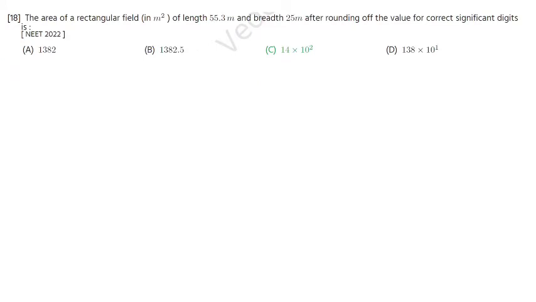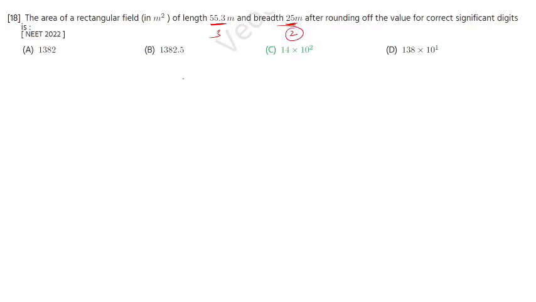Next, the area of a rectangular field is given by length and breadth, and they are asking us to find the significant figures. See here, for these types of numericals, there is actually no need to solve at all. The number of significant figures in the answer should be the minimum of the two values. Here the length is 55.3 and the breadth is 25. So 3 significant figures here and 2 there, so even in the answer we should get 2 significant figures.